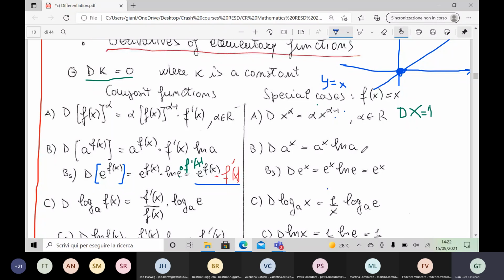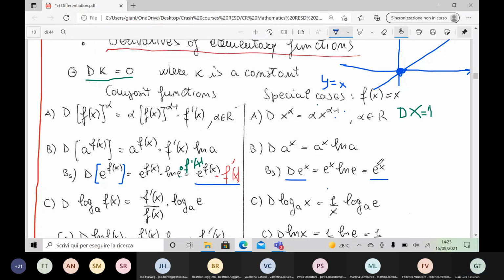Now look at the special case of this one. Derivative of e to the power x. Look at the rule. The rule tells you e to the power f of x. So in this case, e to the power x times what? F prime of x, which is the derivative of f of x, but f of x is x. So times 1. And okay, here I reported also ln of e, but ln of e is 1. So you have this beautiful rule. The derivative of e to the power x is simply exponential of x. So you can derive the exponential function and you still get the exponential function.